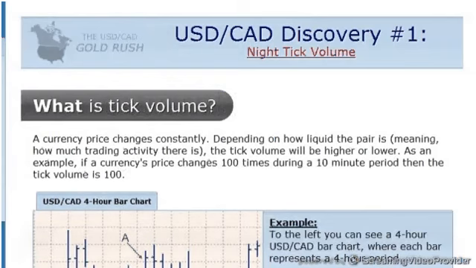Hi there, and thanks for watching this USD CAD Discovery #1 video commentary. I'm going to walk you through what we've discovered regarding the USD CAD, our findings, our research. The discoveries we've made are pretty huge.